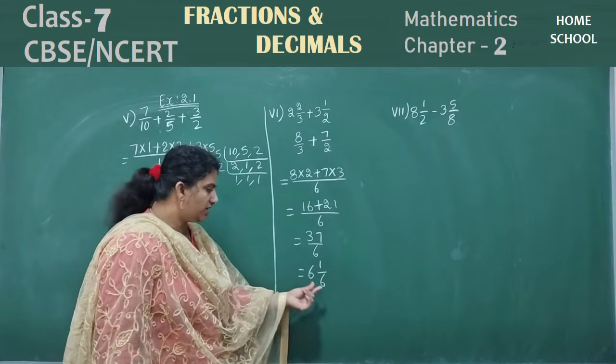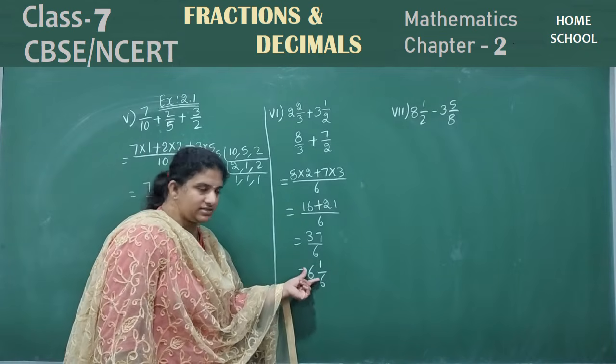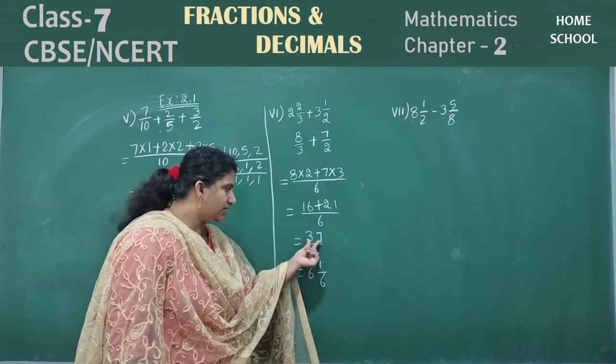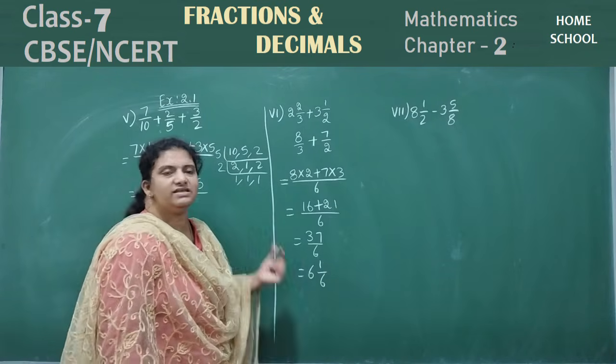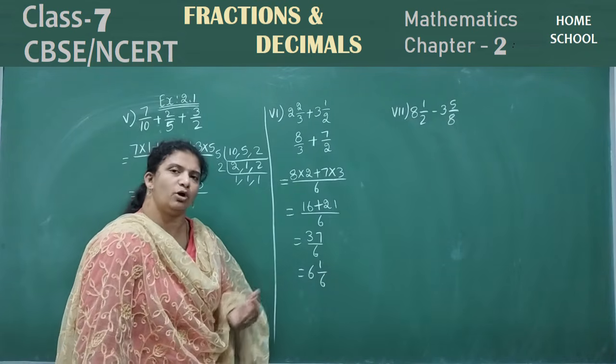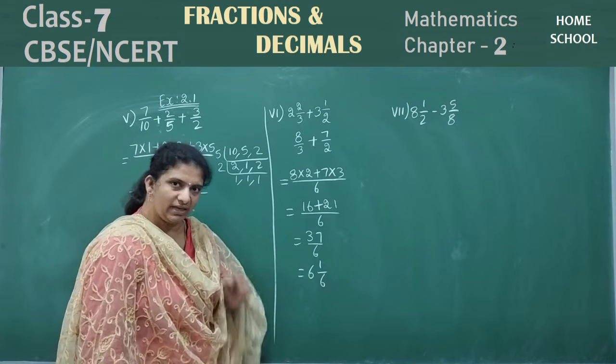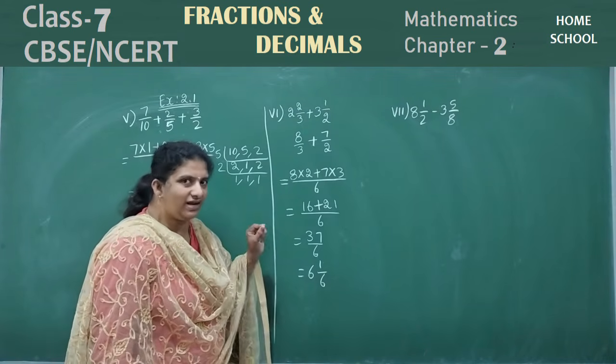Once again you check, children. 6 into 6, 36. 36 plus 1, 37 by 6. This is the way we convert proper, improper or mixed fractions. Be careful, understand the concept and try to do it.